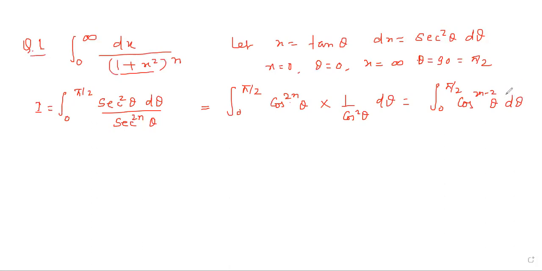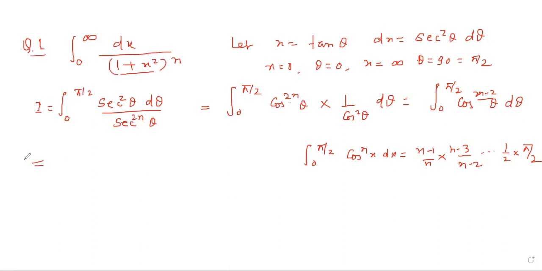Now we can apply Wallis formula. This is an even function. So 0 to pi by 2 cos power n x dx. For an even function, it is (n minus 1) upon n into (n minus 3) upon (n minus 2) and so on, then 1 by 2 into pi by 2. So that thing we can apply here.